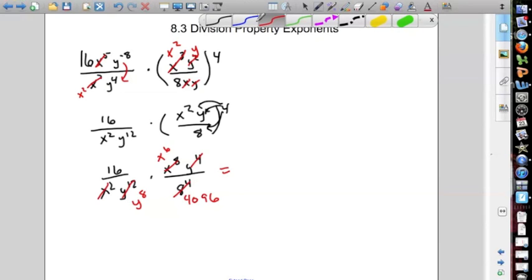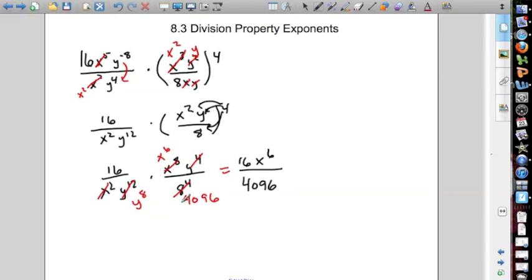And so let's see what we have. Let's multiply across the top. I have 16. I have x to the 6. In the denominator, I have 4,096. And I have y to the 8th. Now, the x to the 6th, the y to the 8th, those are fine. I'm guessing, though, that the 16 and the 4,096, I'm just betting I'm going to be able to break that down. And in fact, I can there.